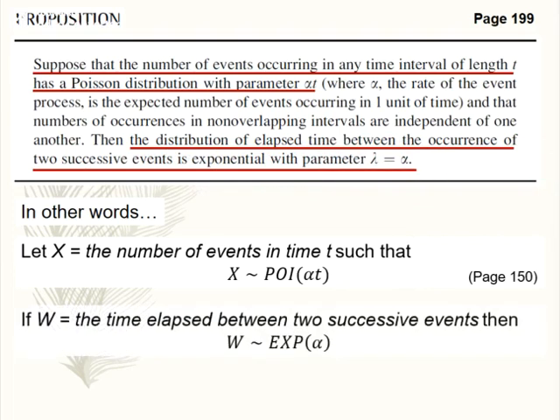So, in fewer words, if W is equal to the time elapsed between two successive events, and remember those events could be arrivals of customers, it's saying that this time follows an exponential distribution with parameter alpha. This alpha is specifically the same alpha as the one given in there. So in a nutshell, this entire paragraph is telling you that if X has a Poisson alpha t distribution, then the time between these events is exponential with parameter alpha.